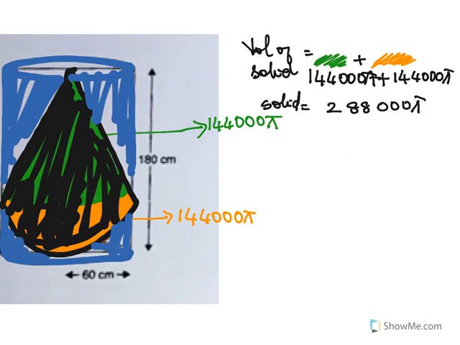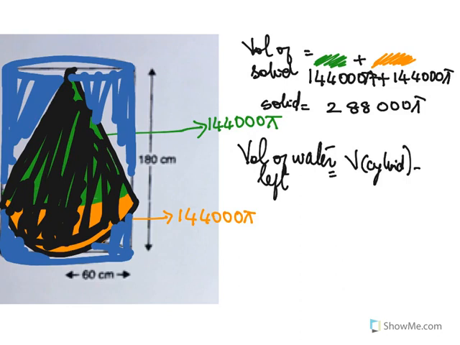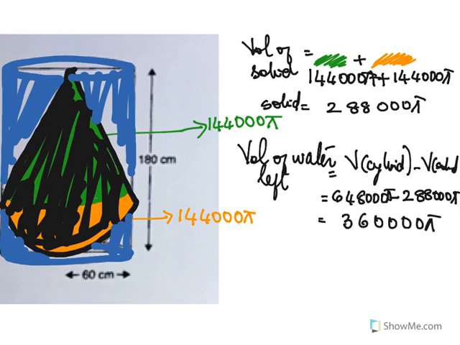So now let's do that. We have volume of water left equal to volume of cylinder minus volume of the solid. And the volume of cylinder we found earlier, 648,000, and the solid we found 288,000 pi. There is pi here, and then you can continue, and the answer becomes 36,000 pi. You put your value of pi and you get your answer.